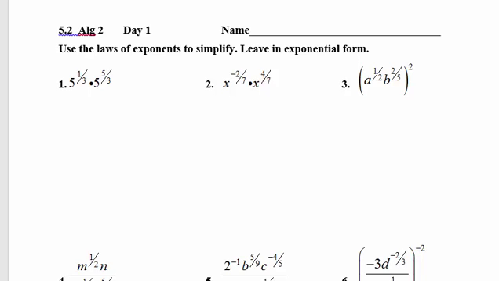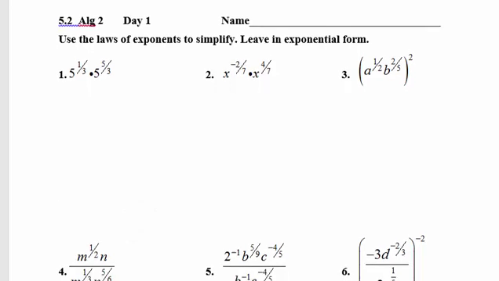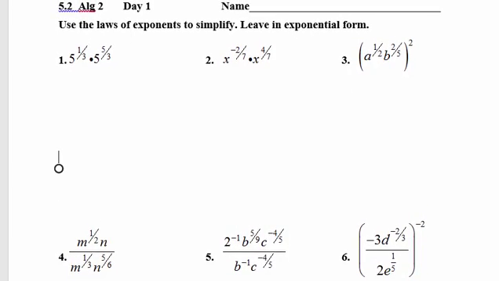Okay, day one of 5.2 really had three things that we looked at. So we looked at using the laws of exponents, like you see at the beginning part of that worksheet. Using your laws of exponents, when you have a power to a power, you multiply the exponents. When you're multiplying like bases, you add the exponents. When you're dividing, you subtract the exponents.